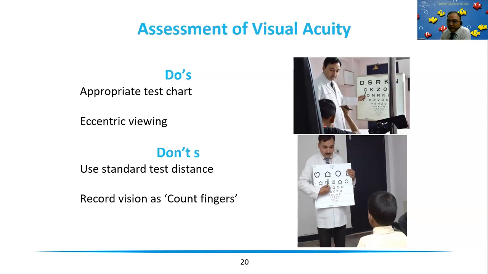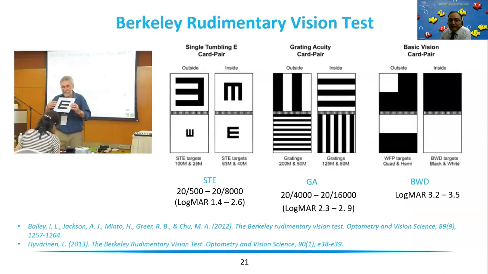So if a person cannot respond to the letter chart, you may use Lea symbols or any other appropriate test chart to quantify visual acuity. And if the person is unable to make out the largest optotype even at half meter, you may think of using the Berkeley Rudimentary Vision Test. So here, you see these 3 cards which are provided, single tumbling E at 25 centimeter may enable you to record acuity as low as 20/8000, which is 2.6 logMAR. And this is developed by Ian Bailey.